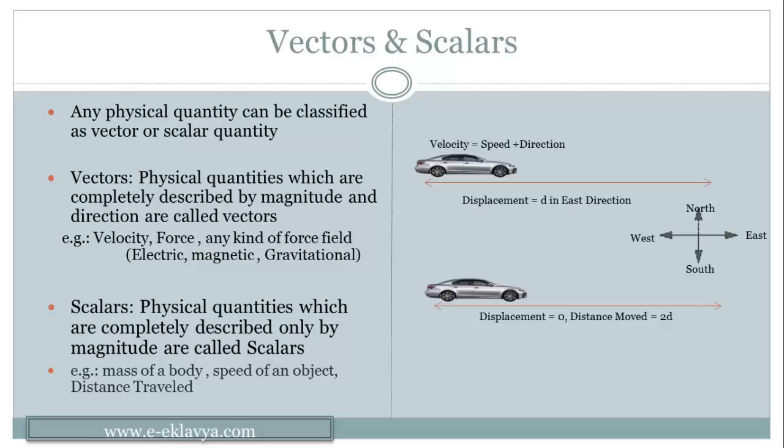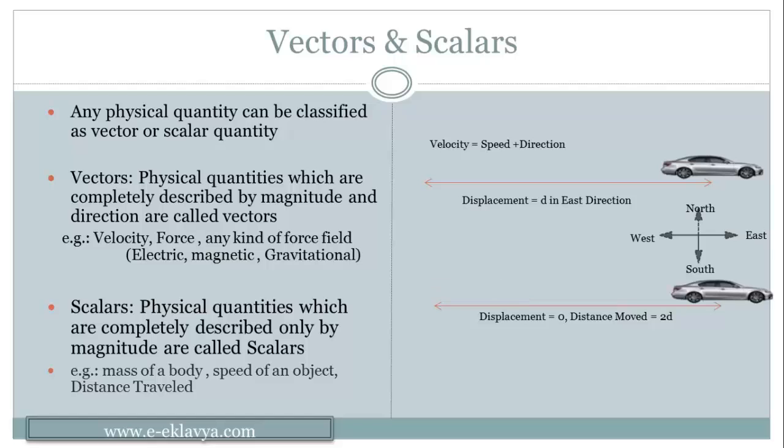Now here we have a small animation. Another vector quantity is called displacement. When we say an object is displaced from one position to the other, we mean the net distance it traveled, right? Here the car is moving in the east direction with a speed of, let's say, 10 kilometers per hour. So the velocity is described as 10 kilometers per hour in the east direction. That is the velocity, but the speed is just 10 kilometers per hour.